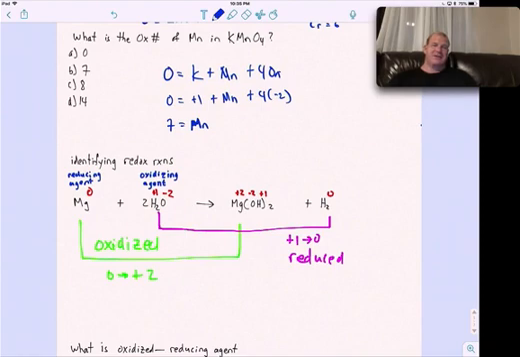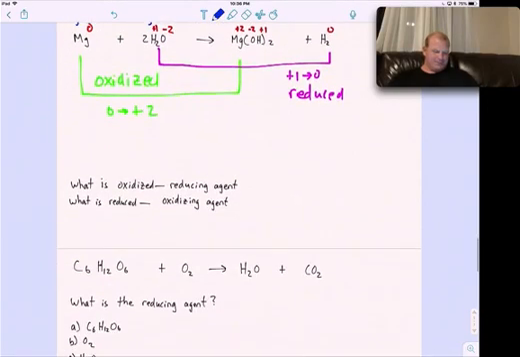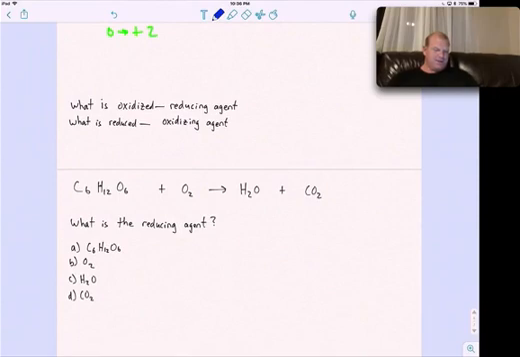So the species that is oxidized is the reducing agent, and the species that is being reduced is the oxidizing agent. It's like James Bond having the license to kill. He's a killing agent. He doesn't die, he delivers the killing. He doesn't get killed himself. So the reducing agent delivers the reduction, and the oxidizing agent delivers the oxidation, but they themselves are doing the opposite.